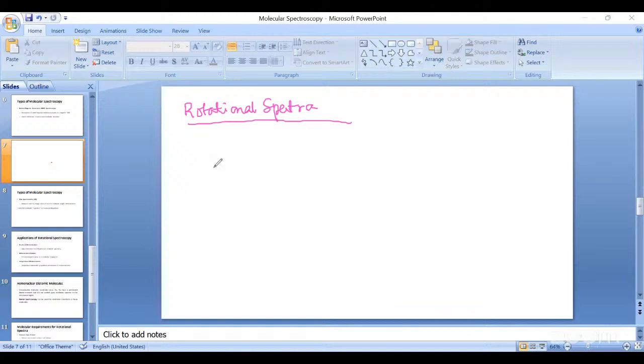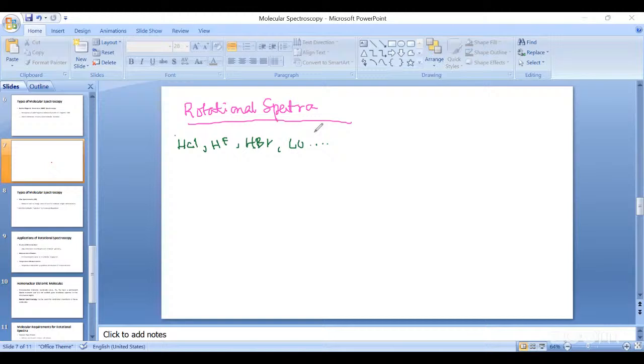Examples of heteronuclear diatomic molecules include HCl, HF, HBr, CO, and many others. In these cases, the rotational spectrum consists of a simple series of absorption maxima, which are very nearly equidistant.